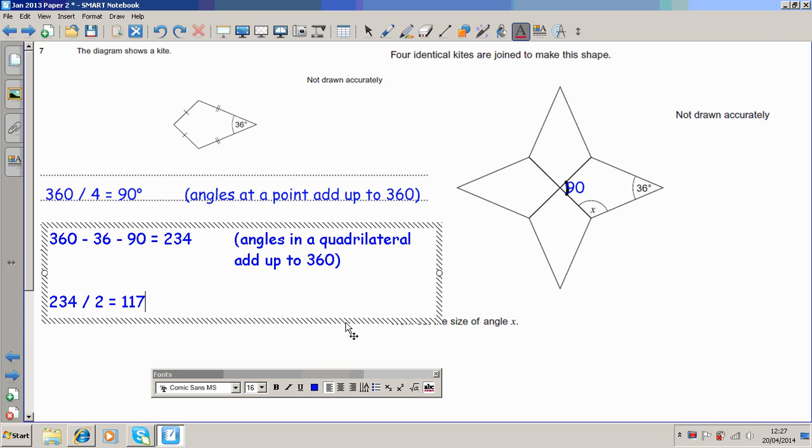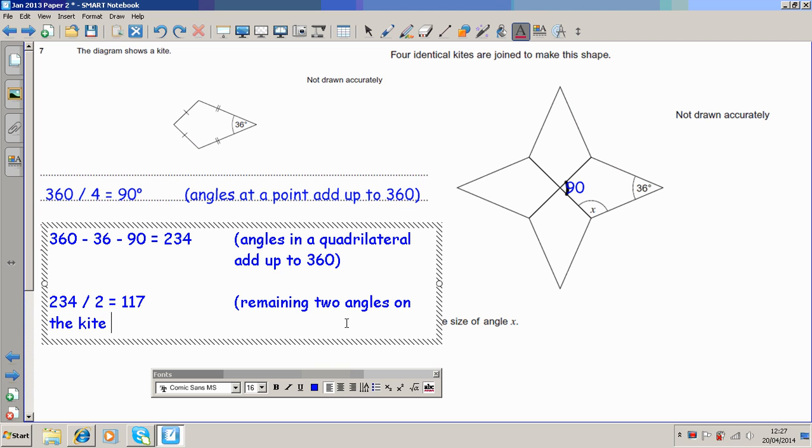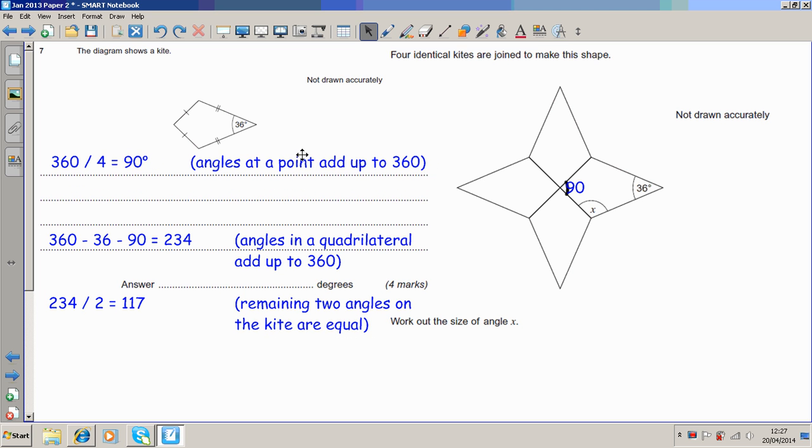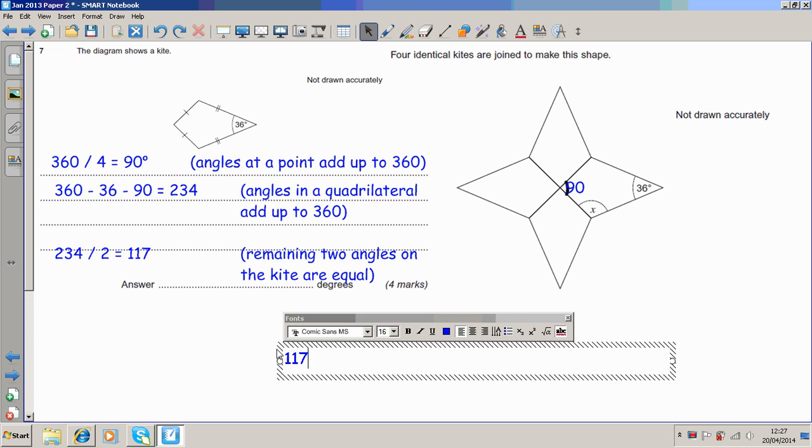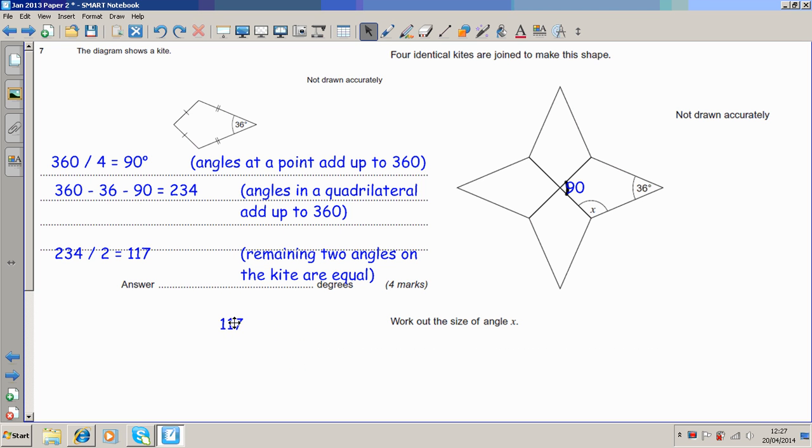equals 117 degrees. And why have we done that? Because the remaining two angles on the kite are equal. So there's your answer, apart from the fact that it's taken up a bit of room. So your answer is 117 degrees. Okay.